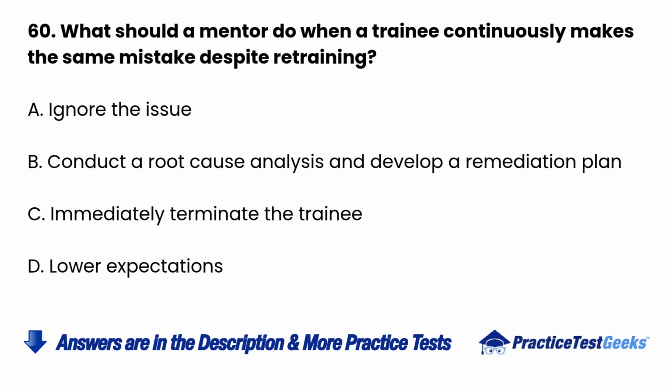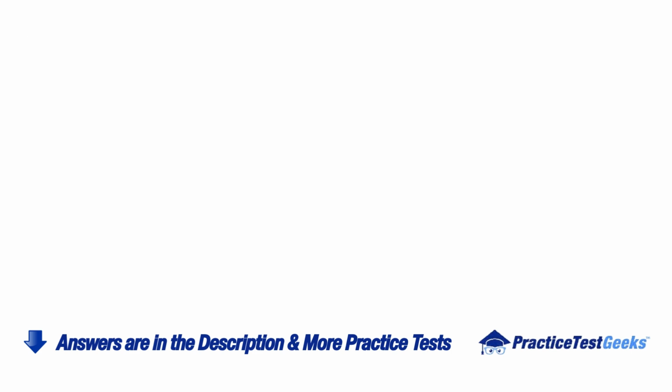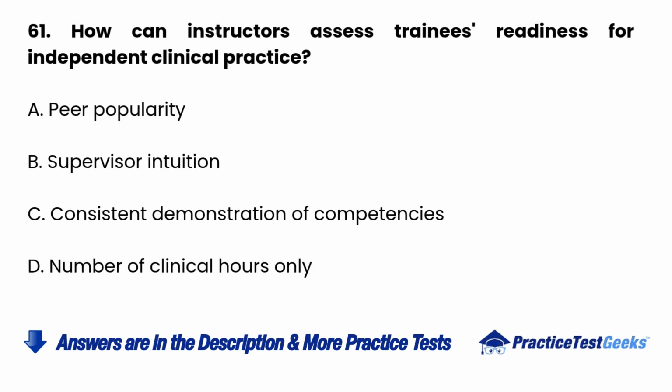What should a mentor do when a trainee continuously makes the same mistake despite retraining? A. Ignore the issue. B. Conduct a root cause analysis and develop a remediation plan. C. Immediately terminate the trainee. D. Lower expectations. 61. How can instructors assess trainees' readiness for independent clinical practice?